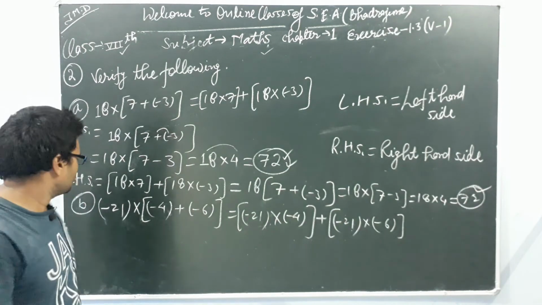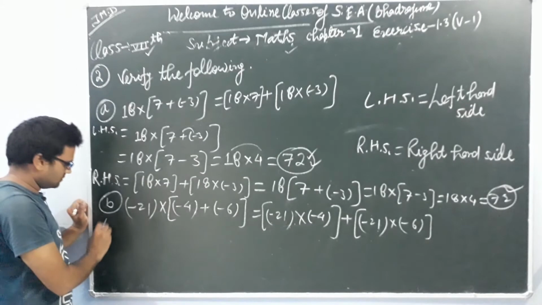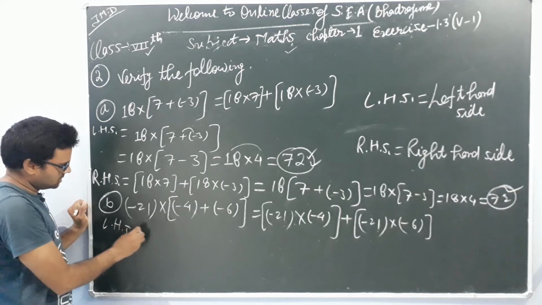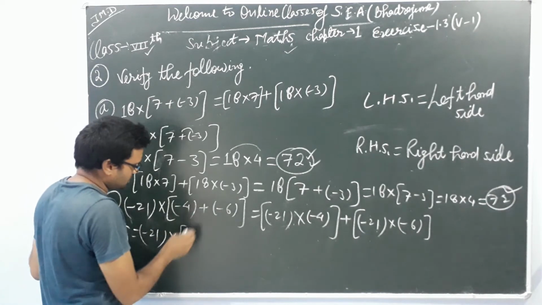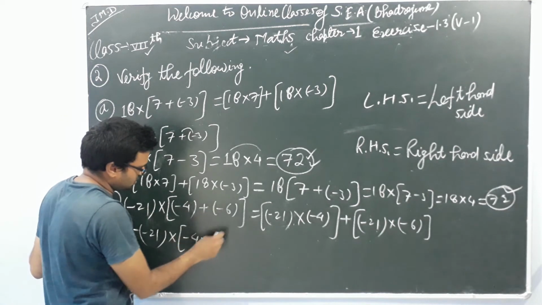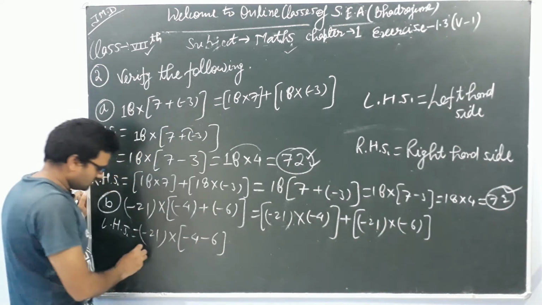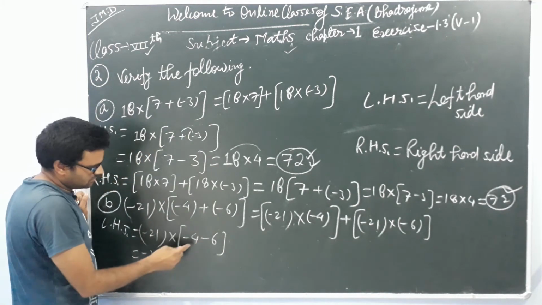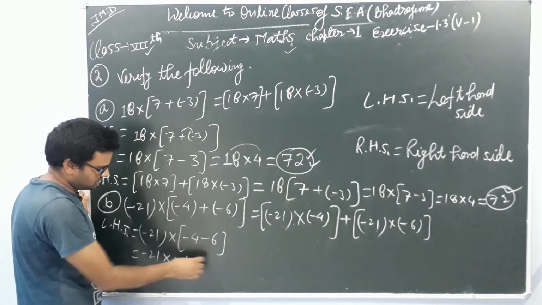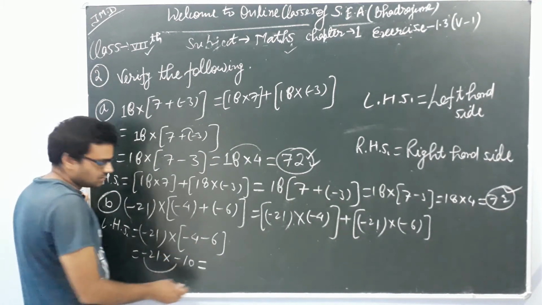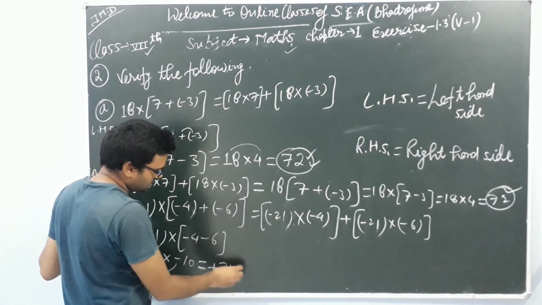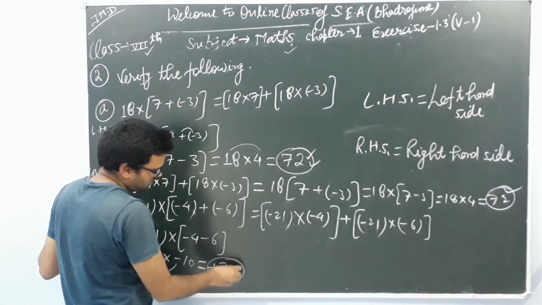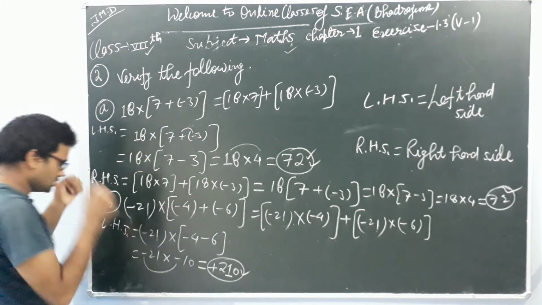Okay, our next one is this one, where I have to take our LHS as minus 21 multiplied with minus 4 plus minus 6. This is minus 4 and again this is minus 6. So this is equals to minus 21 multiplied with minus 4 and minus 6, which is minus 10. Minus multiplied with minus gives a plus, and 21 multiplied with 10 is 210. This is our answer, which is 210.